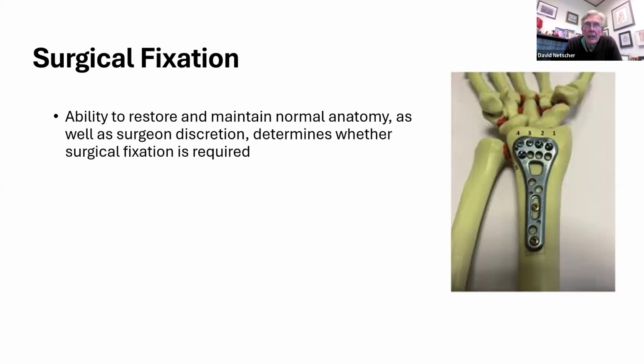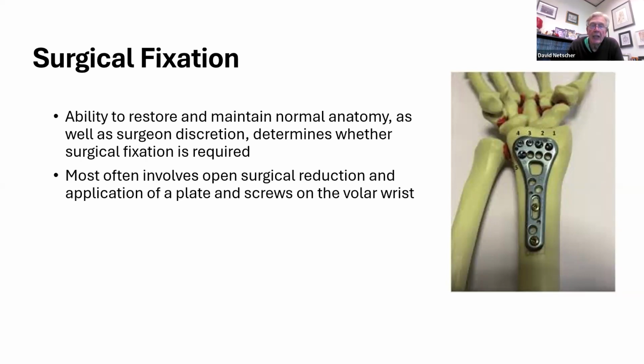Now, in a growing skeleton, an immature skeleton, so a teenager who's perhaps an elite ball player, you don't want to go putting plates and screws across a growth center. So we'll rely more on closed manipulation and perhaps simple Kirschner wires across if the fracture seems unstable. But in an adult, we'd certainly be more prone to use plate and screws, and it involves an open surgical reduction and then plate and screws at the volar wrist.